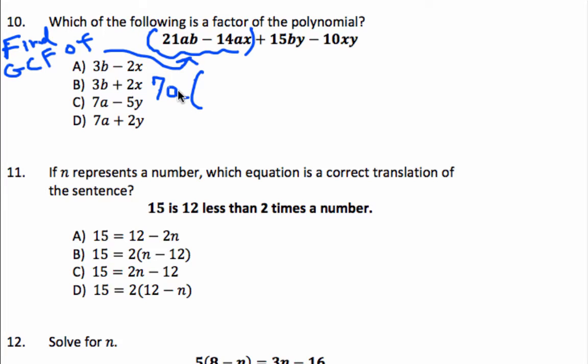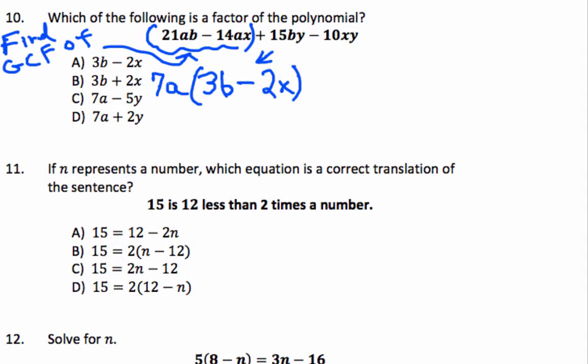Now we multiply. 7a times what will give me the 21ab? So 7 times 3 will give me 21. And now we have the a, so I need b. If you multiply these two together, you get the 21ab. Now we subtract. Now 7a times what will give me the 14ax? So it'll be 2x. And if you distribute, you should get the first two terms. Now what you want to do is to repeat the binomial factor 3b minus 2x over here.